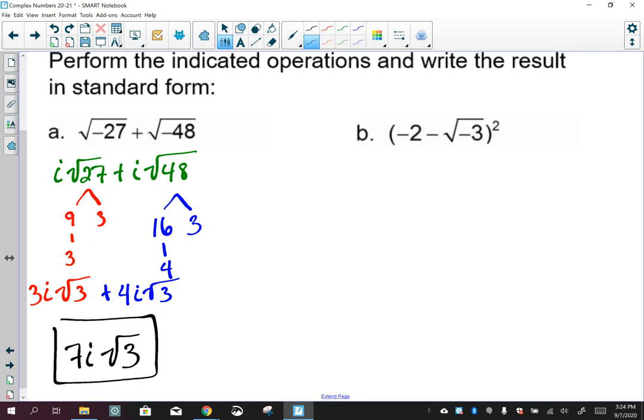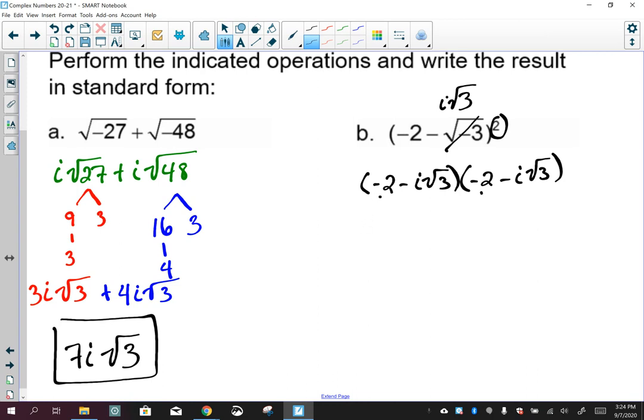Coming over to part B. So remember that this piece here means I'm going to have 2 sets of these. And remember that instead of saying the square root of -3, we're going to say i square root of 3. So we're going to come over here and we're going to say -2 minus i square root of 3 times -2 minus i square root of 3. And then we're going to FOIL this out.